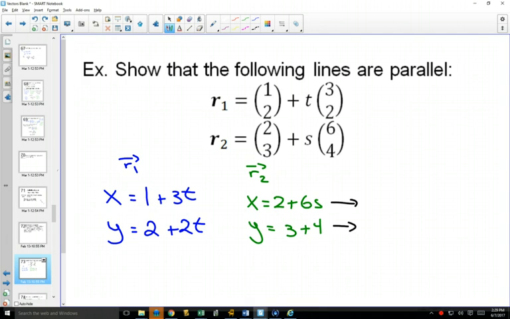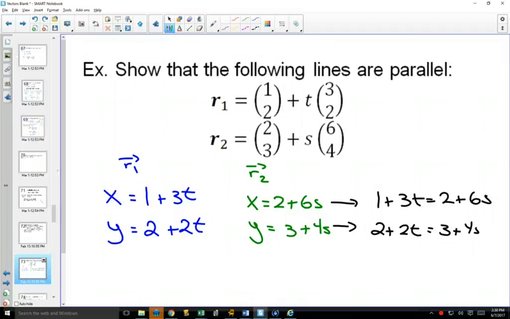Putting these together gives us two systems of equations. It says that 1 plus 3t, if the x coordinates are the same, would equal 2 plus 6s. And looking at our y coordinates, it means that 2 plus 2t is equal to 3 plus 4s. There's a system of equations. We have two equations with two unknowns. We don't know t, we don't know s.